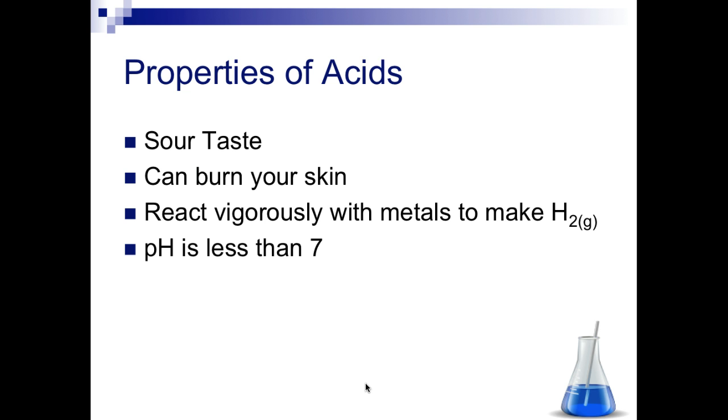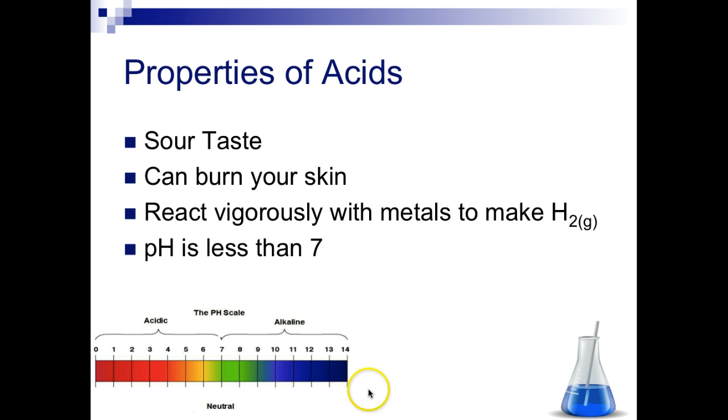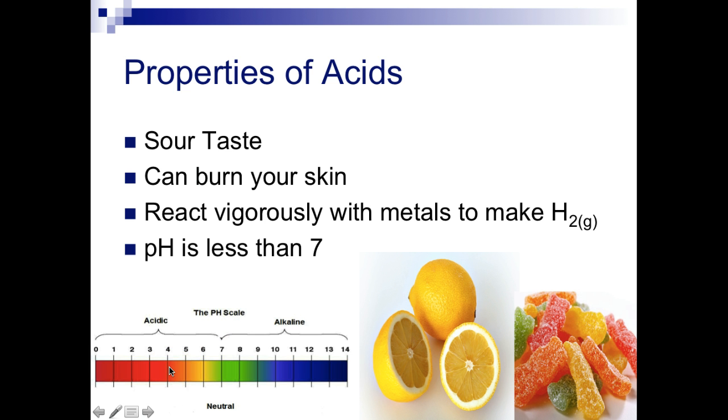So, properties of acids. They have a sour taste, they can burn your skin, they react vigorously with metals to make hydrogen gas, and they have a pH that is less than 7. So when we look at a pH scale, all of these smaller numbers are going to be acidic pHs. So things like lemon, Sour Patch Kids, all of those kinds of things have pHs less than 7 and taste sour to you.